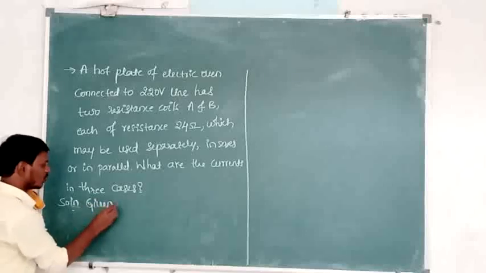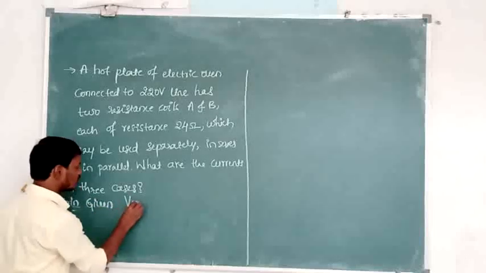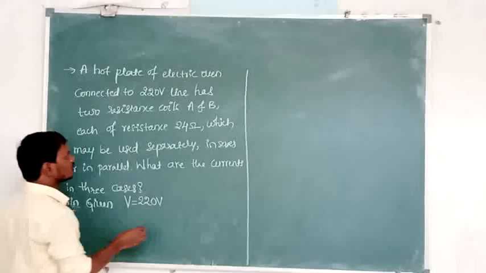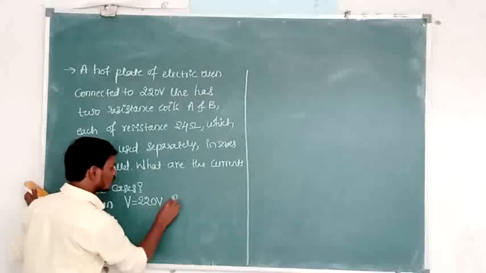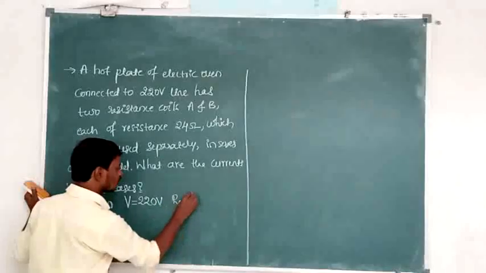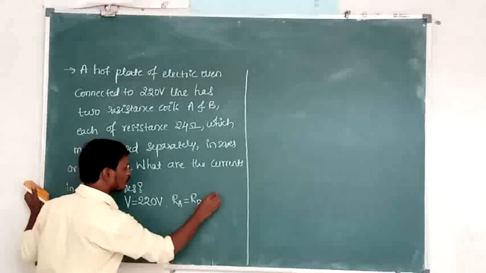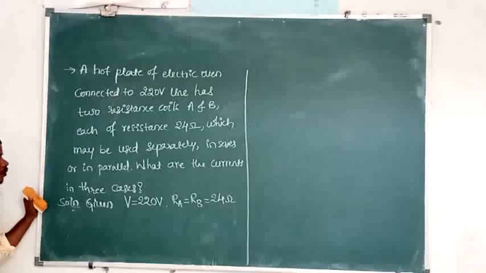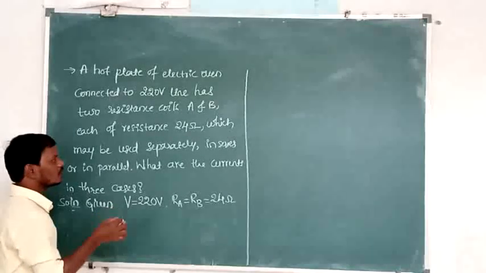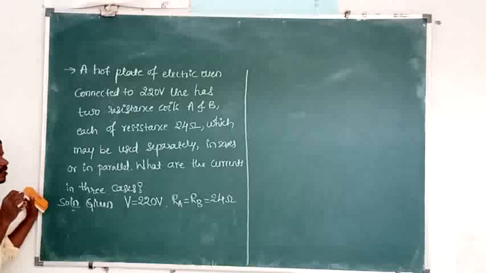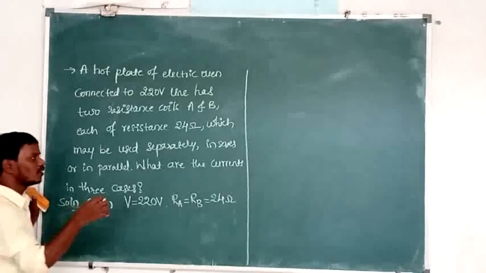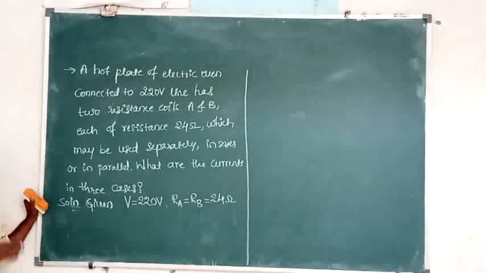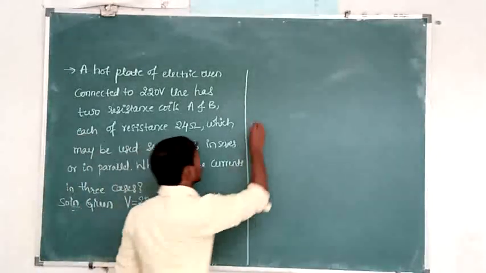First, I will write the given. The potential difference given is 220 volt. Resistance of A and resistance of B both are 24 ohm. Both have the same resistance. Our aim is to find the current when the coils are used separately, when they are connected in series, and when they are connected in parallel.